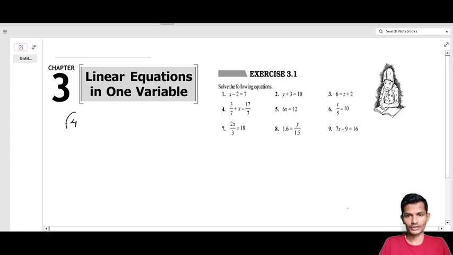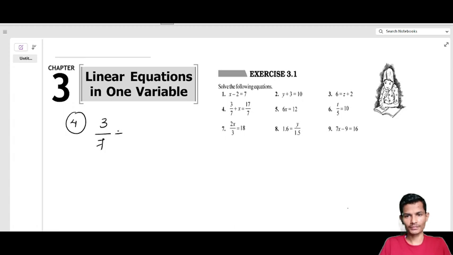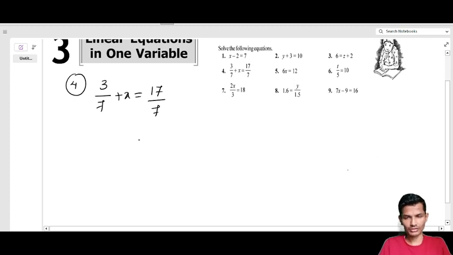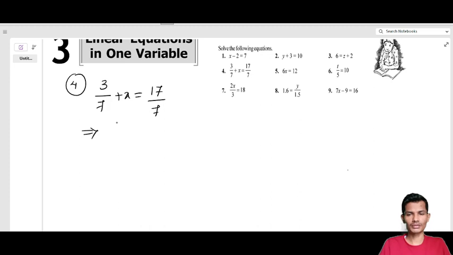The fourth question is a little bit different, but don't worry. It is actually very easy, but if you think that they have given a fraction like 3 by 7, it's very confusing. No, it's very easy. It is the same thing we did in the previous example. We need to find out the x value, so keep x as it is.